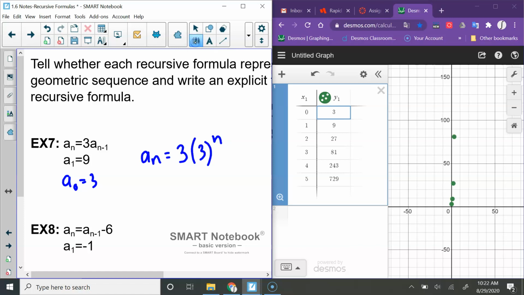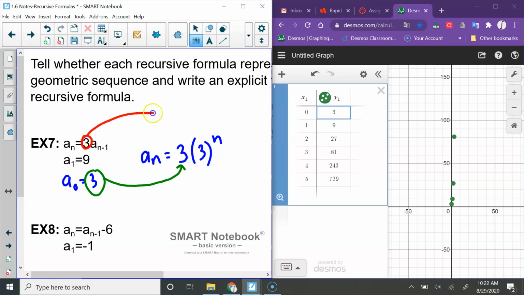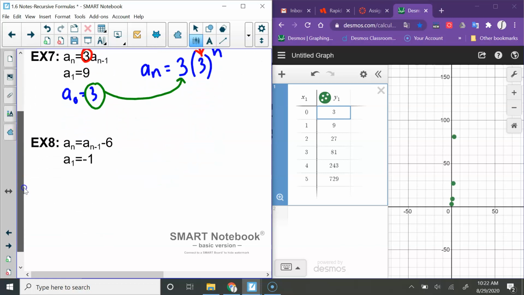So I did make a problem where I've got both numbers. So this 3 goes right here. Our a sub 0 goes right there. And then the 3 that we're multiplying by, that's the number that goes in the parentheses for our exponential. Okay, we've got one more like this to look at. So let's look at this one really quickly.